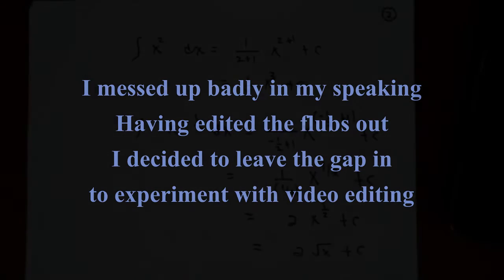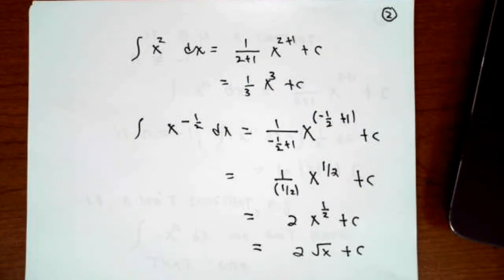The integral of x to the negative 1/2 with respect to x, which is to say the integral of 1 over square root x dx: increase negative 1/2 by 1, and you get 1/2. I'll have 1 over 1/2 times x to the 1/2 power plus a constant. That is to say 2 times square root of x plus a constant. So that's easy to do as well.